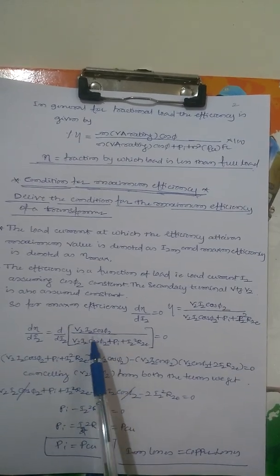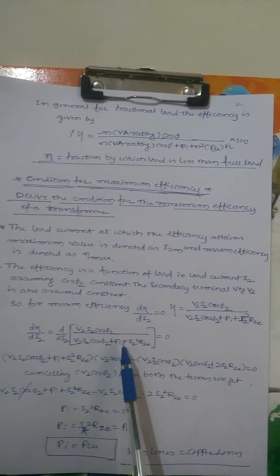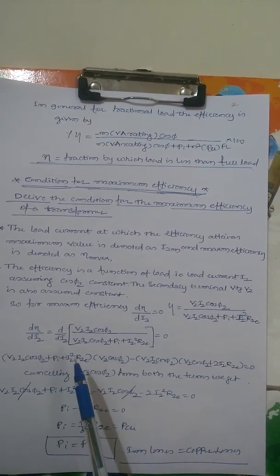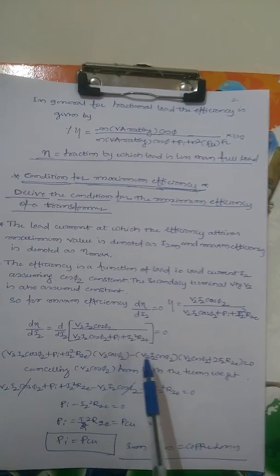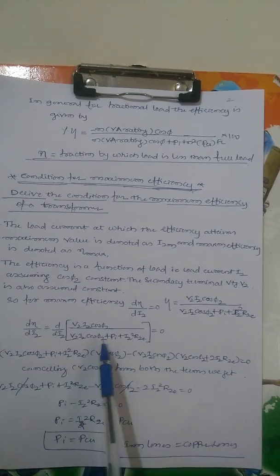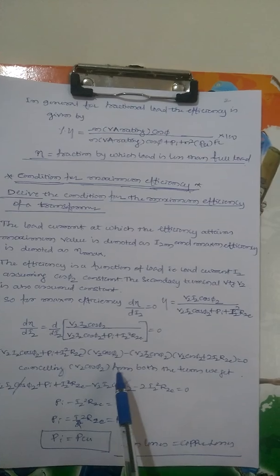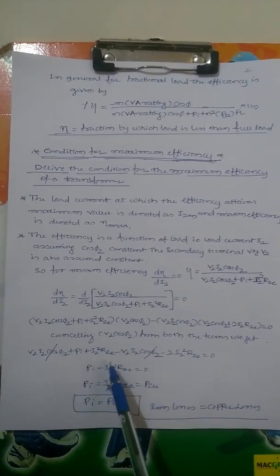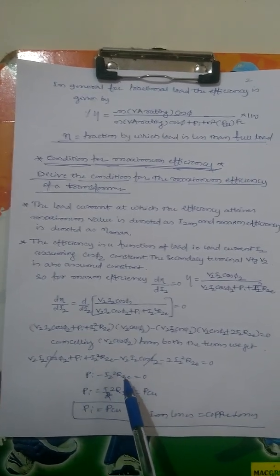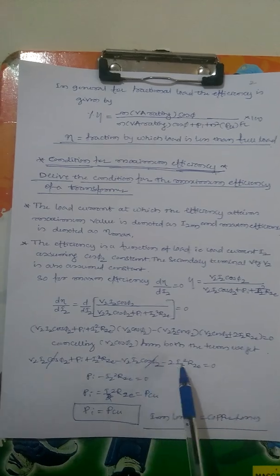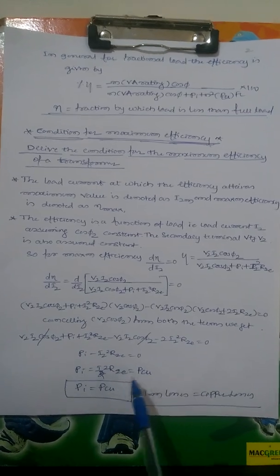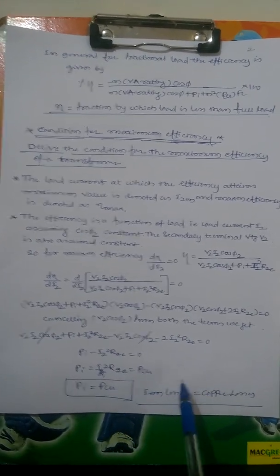What is efficiency? Just substitute the efficiency value, that is output by output plus these two losses. Next, differentiating: V2 I2 cos phi 2 plus Pi plus I2 square R2E times V2 cos phi 2, minus V2 I2 cos phi 2 times V2 cos phi 2 plus 2 I2 R2E. Simplify that differentiating, cancelling V2 cos phi 2 from both the terms, we get finally Pi plus I2 square R2E equals 0. How to get this value? Just I2 square R2 minus 2 I2 square R2, you get minus I2 square R2, so Pi minus I2 square R2 equals 0. Finally, iron loss equals copper loss. That is Pi equals PCU. That is iron loss equals copper loss.